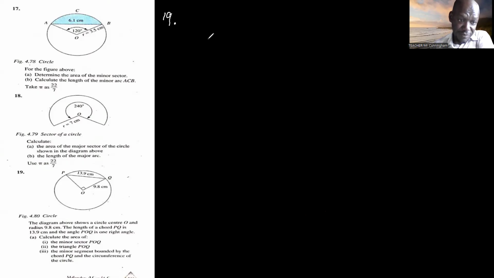Calculate the area of the minor segment. It's there. Area of the minor segment. Then area of triangle. Sorry, the minor sector. That's the first part. Find the area of the sector, triangle, then the segment. So I have three things to do. So I'll work out the area of the sector.